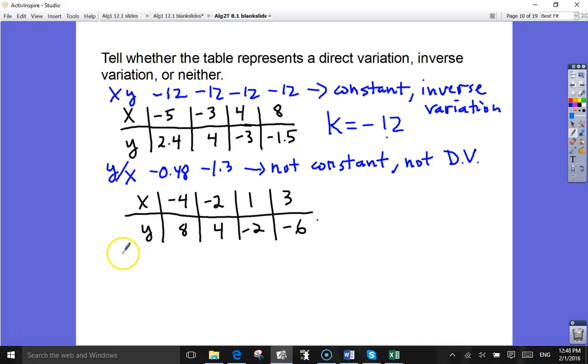Okay, then try the second set of data. First I'll start with direct, meaning check the quotient, y over x. 8 divided by -4. 4 divided by -2. Negative 2 divided by 1. 6 divided by negative 3. So what can we say? So this is constant. So it's a direct variation.